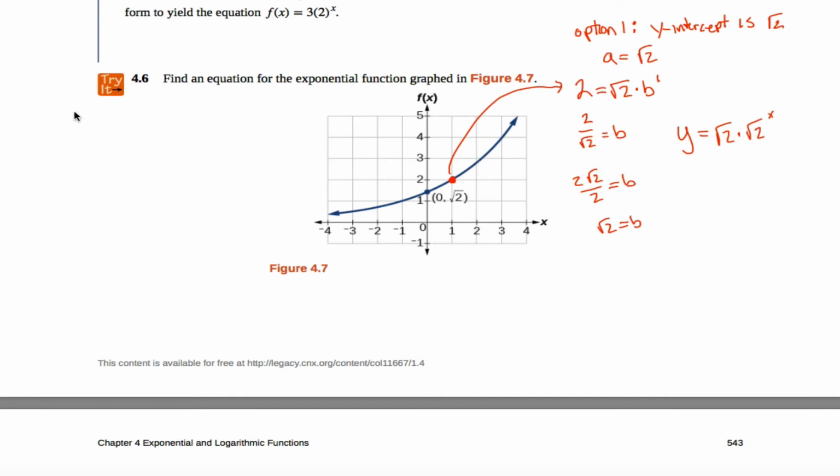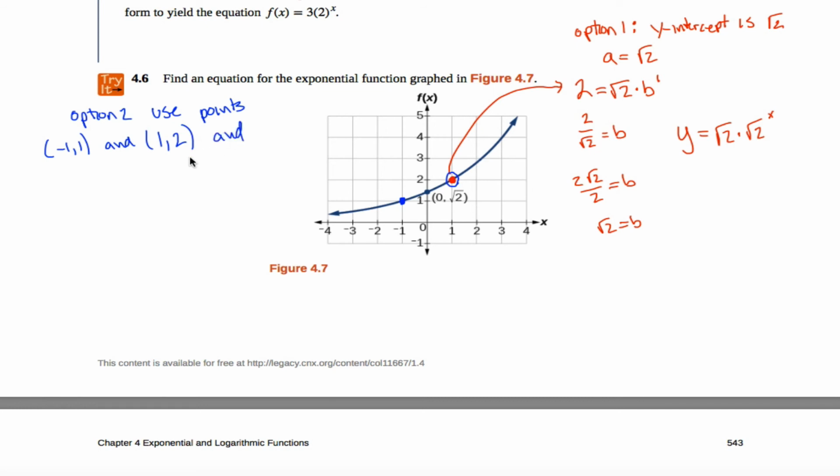Another option is to completely ignore this y-intercept right here, to note that this appears to go through the point (-1, 1). Maybe I'll just say use points (-1, 1). That's from this guy. And then, I don't know, maybe this point right here, and that's at (1, 2).